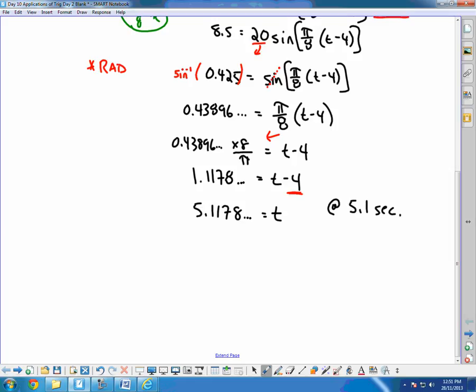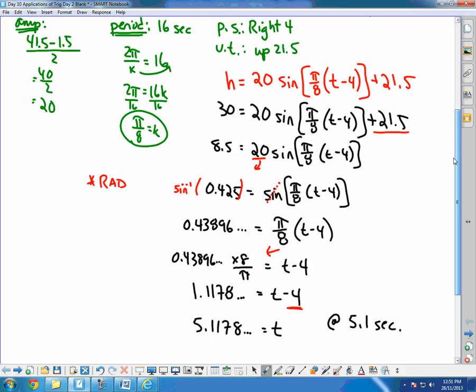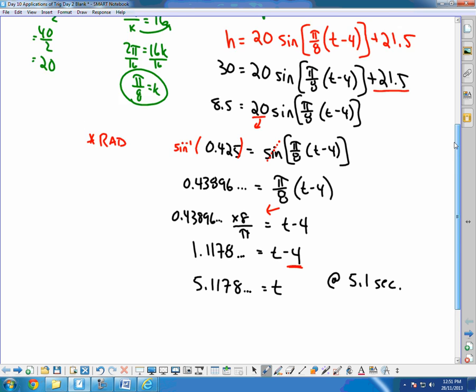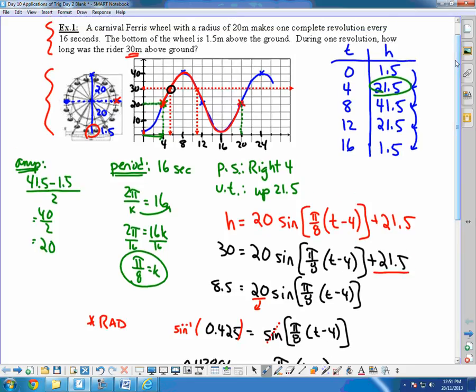So what was all the math I just did? Okay, I'll give you a second to look at that. Hopefully your numbers are the same. So what was this math I just did? Well, I just went off and figured out that this spot right here is 5.1 seconds. And if I look at my graph, that seems reasonable.